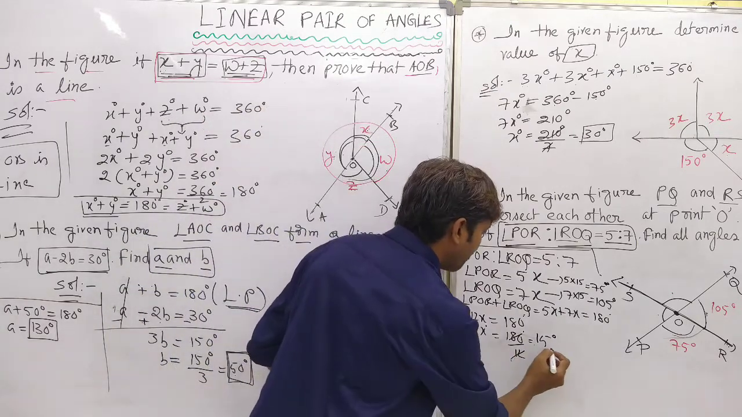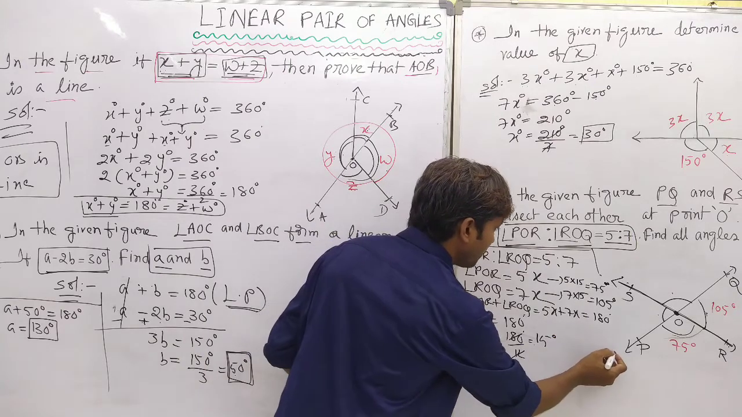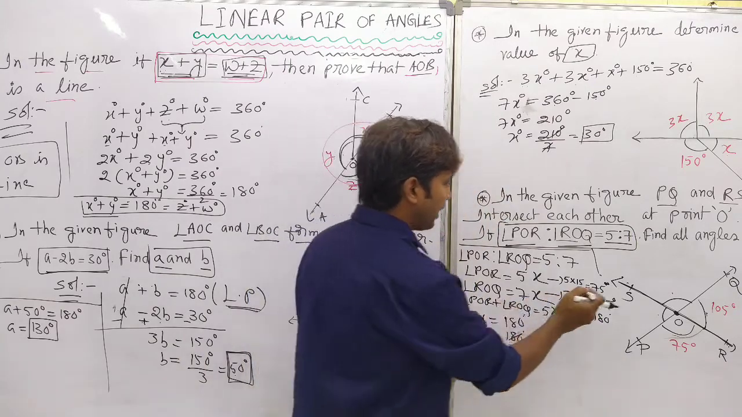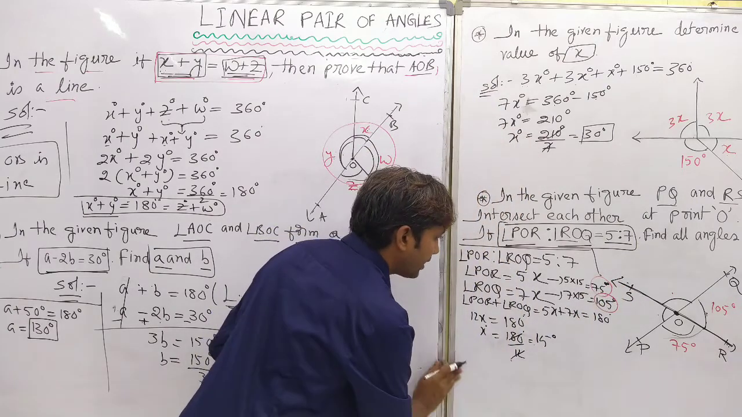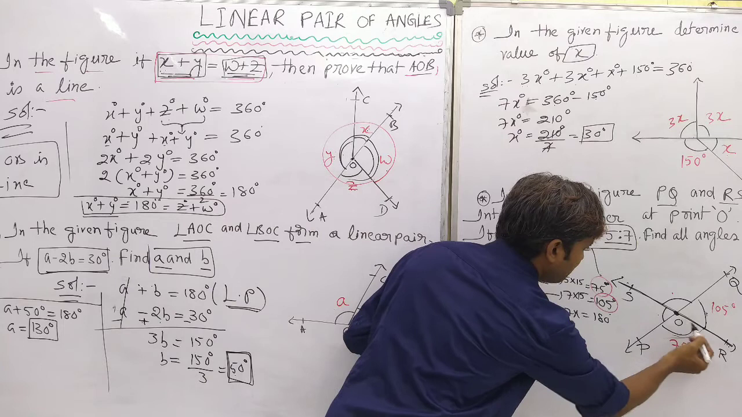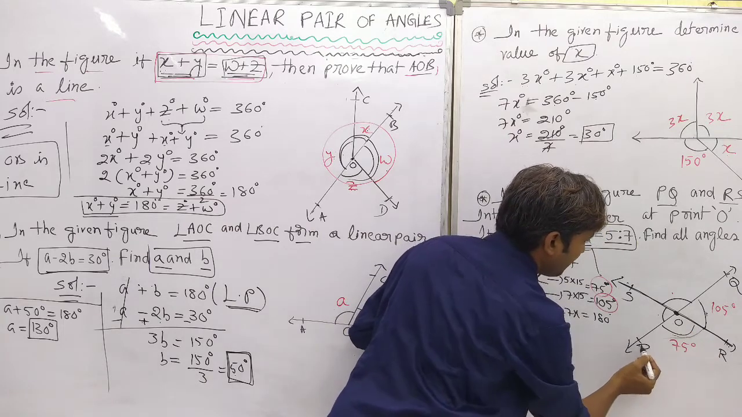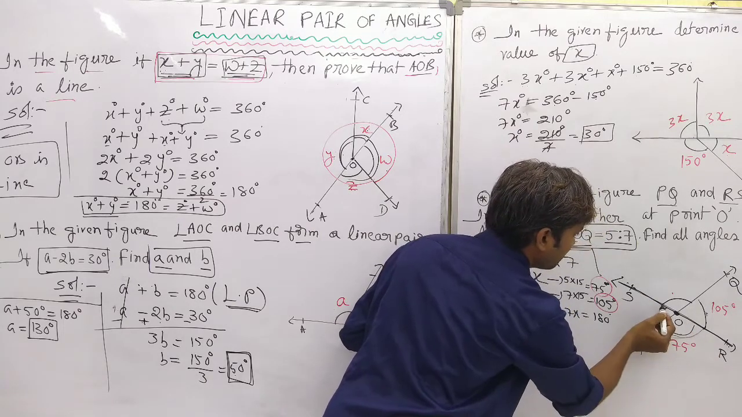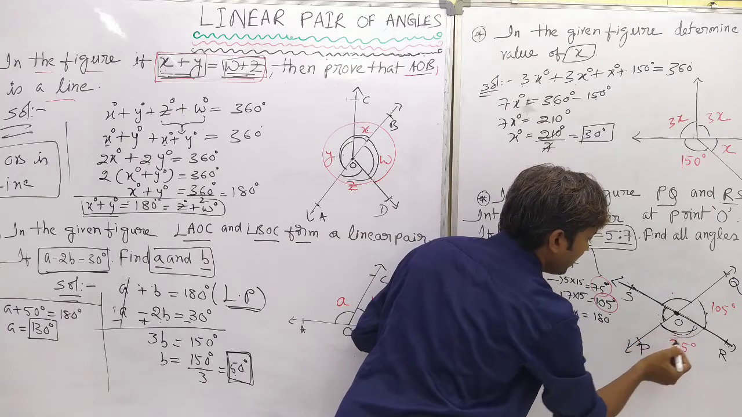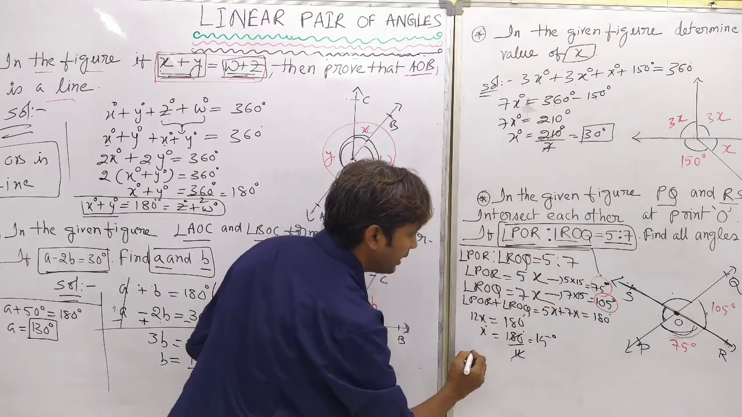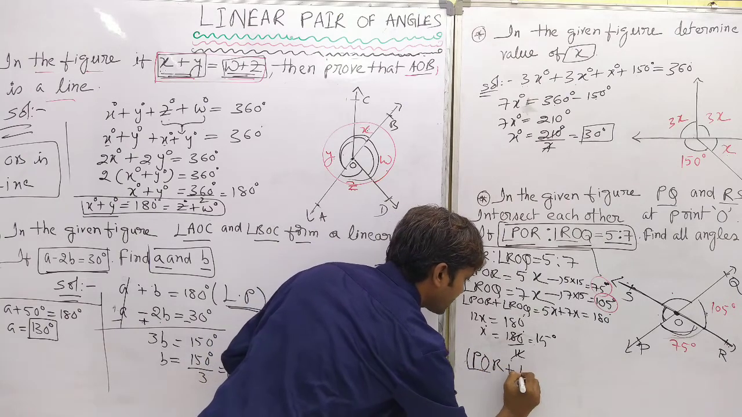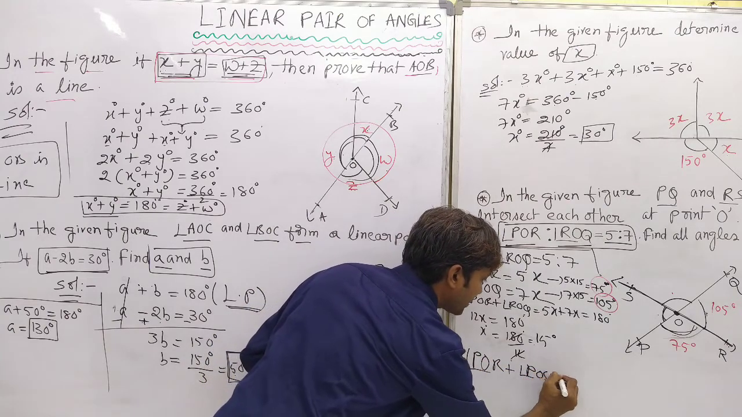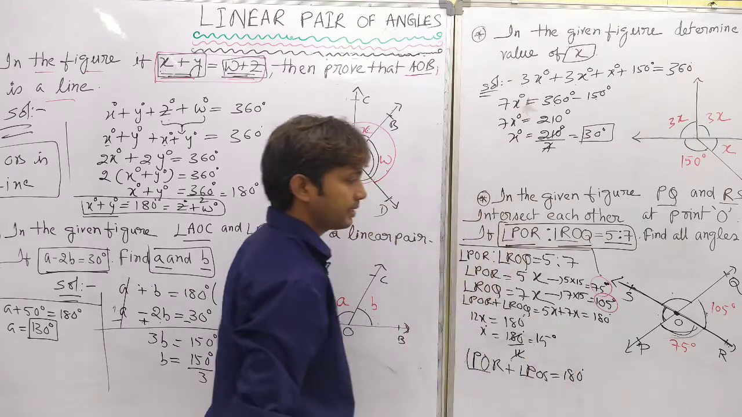So I'll round up the values which we already found. These are fine. Now let us write down the condition. POR and POS, this angle and this angle, are a linear pair. The sum of them is 180. So angle POR plus angle POS equals 180 degrees.